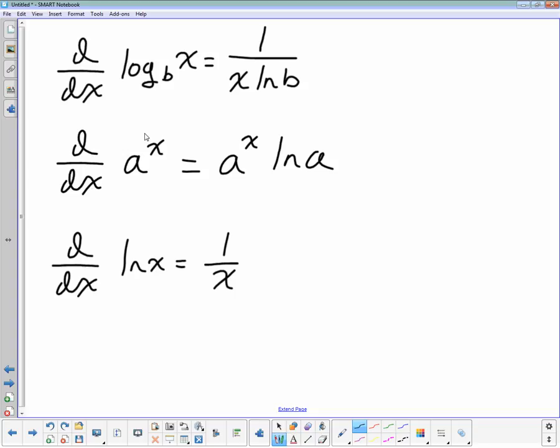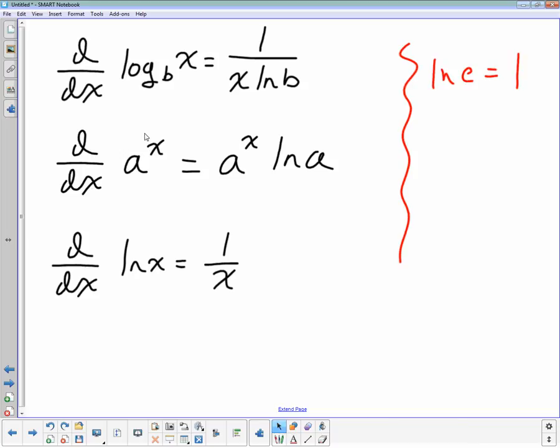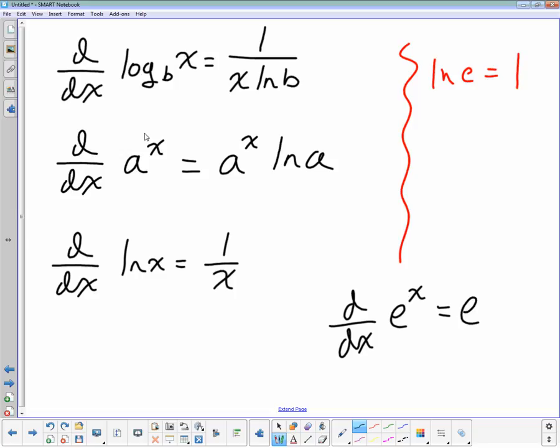And because of this, because the natural log of e is equal to 1, that means this b. You see, here, if I take the derivative of e to the x, my base is e, I get e to the x times ln of e, which is 1. So this function, the derivative, is itself.